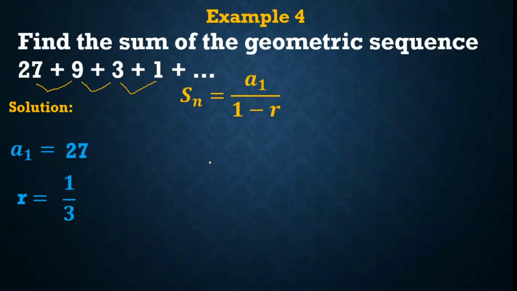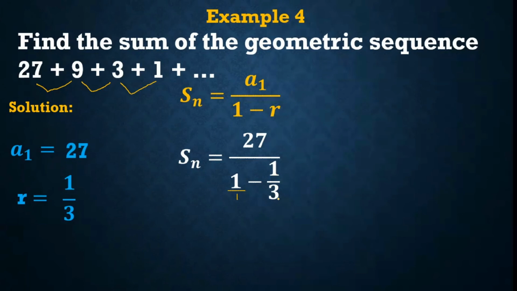So, substitute lang po natin. Instead of A sub 1, gawin natin 27. And then, instead of R, palitan lang po natin ng 1/3. S sub n equals 27 divided by 1 minus 1/3. So, unahin po natin yung denominator, which is 1 minus 1/3. Di ba po? Lahat ng whole number merong denominator na 1. Tama? So, 1 over 1 and then 1/3 ay unlike fraction.